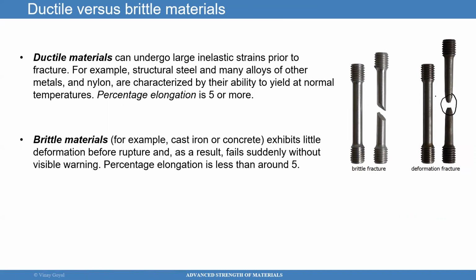Brittle materials, on the other hand, have barely any necking, and the failure usually occurs at a 45 degree angle. Doesn't have to be 45, but most of the time it does, and they exhibit very little deformation before rupture. And as a result, failure occurs suddenly without any warning. It just happens without any warning. So again, brittle materials could be like glass or concrete, cast iron, titanium. Certain titaniums can behave that way.